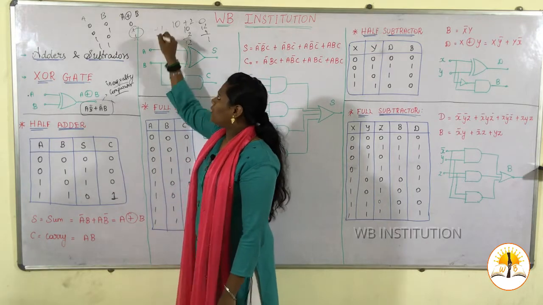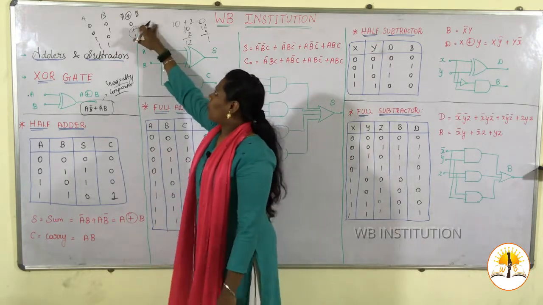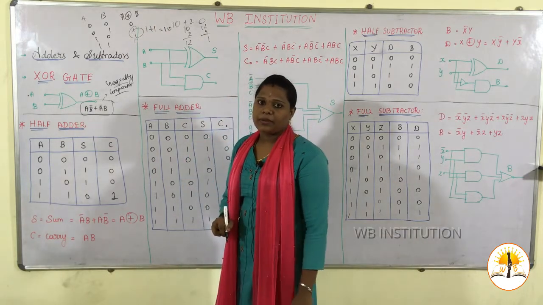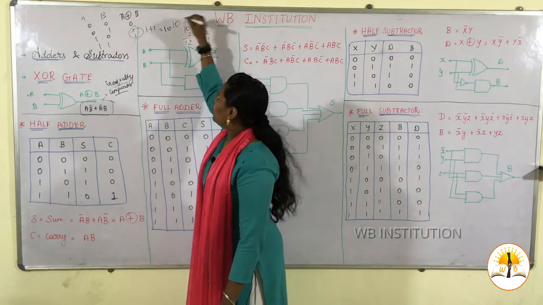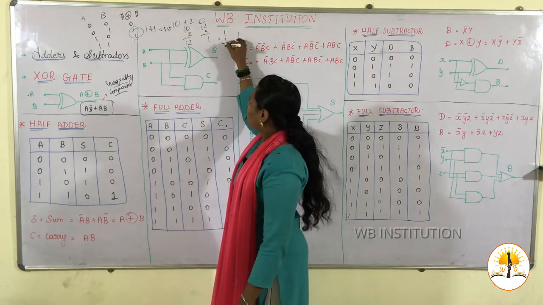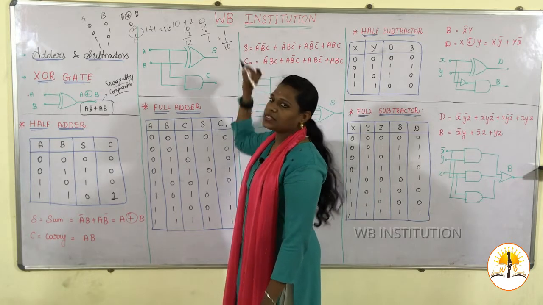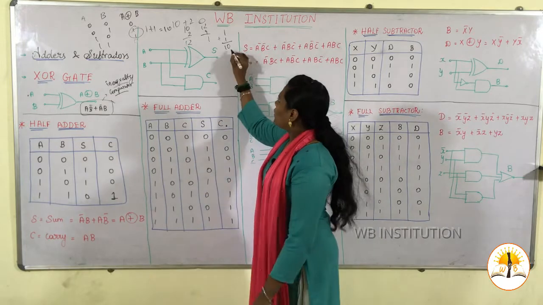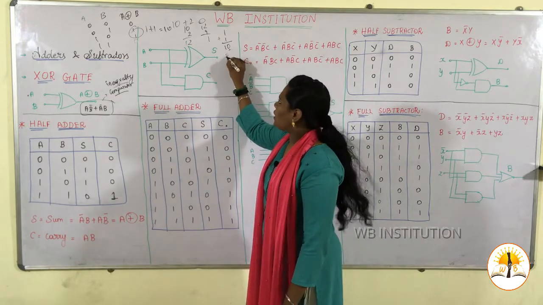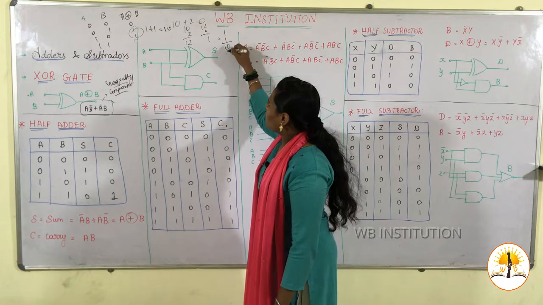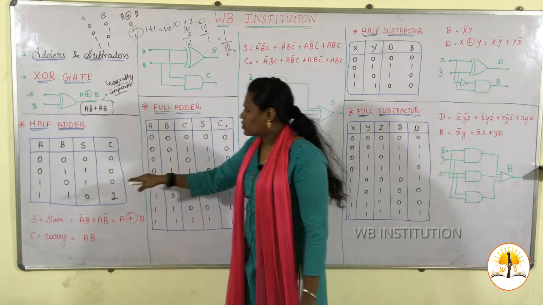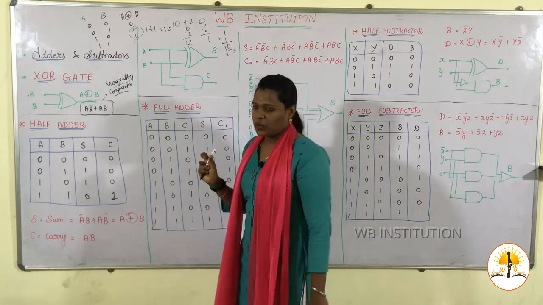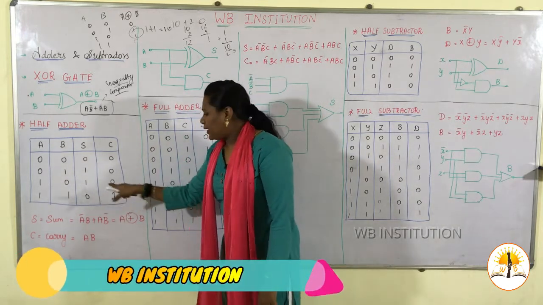What will 1 plus 1 give you? What is 1 plus 1 in binary? 1 plus 1 is nothing but 10. So the last digit is your sum, and the first digit is your carry. Since you got an answer of 10, the sum is 0 and the carry is 1.